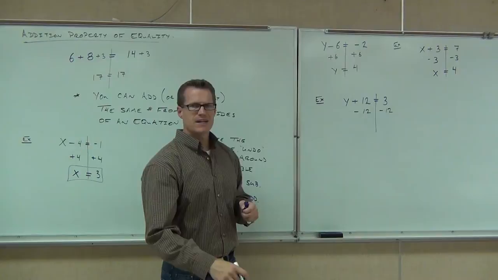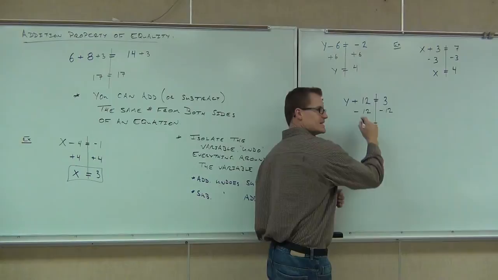On the left-hand side, what are we left with? Y. That's what we want, right, on the left. That's why we did that whole step, is to get rid of the 12. On the right-hand side, we've got 3, we've got minus 12.